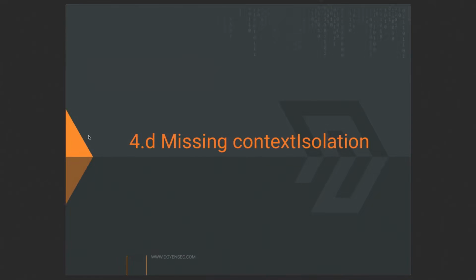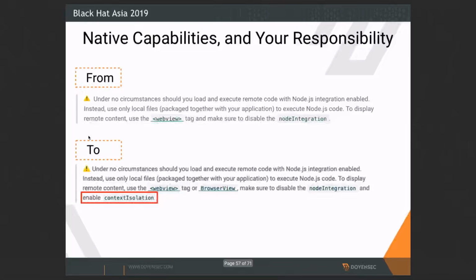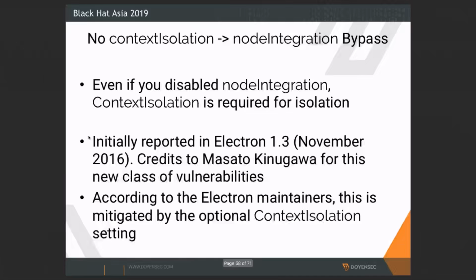And finally, let's cover missing context isolation. If there is something you need to bring back home today, it is that if you have an Electron app and you don't have context isolation enabled, it's basically like not having node integration disabled. After some time, I was able to modify the security page of Electron, called native capability and your responsibility, to explicitly mention that you need to enable context isolation. So to recap, if you don't have context isolation, it's like you have a permanent node integration bypass.